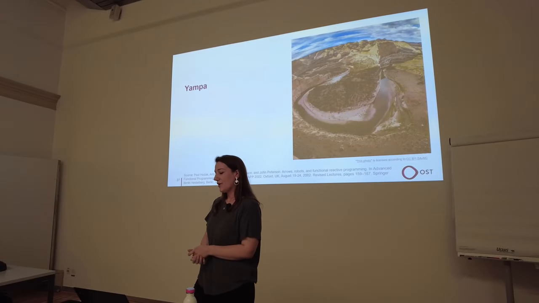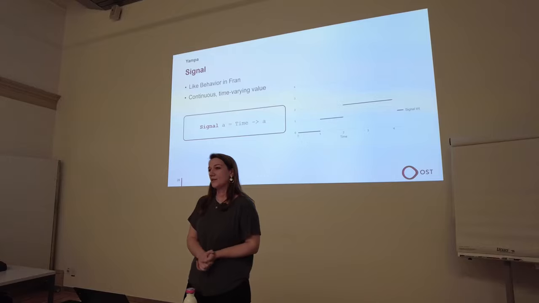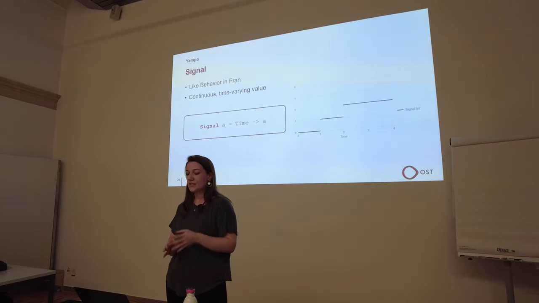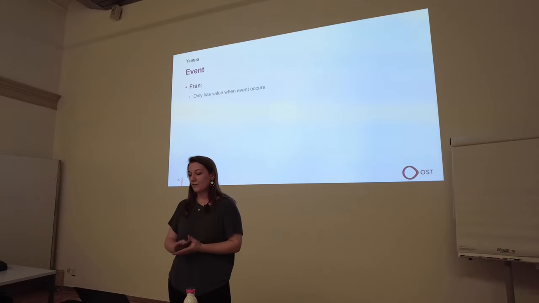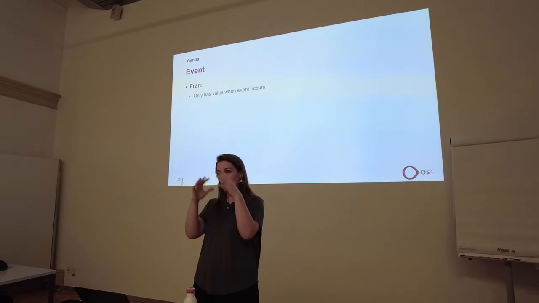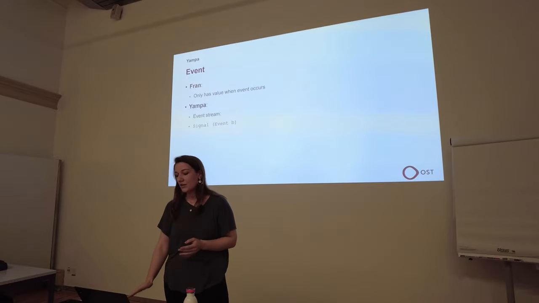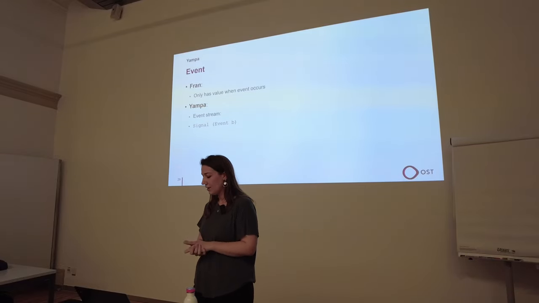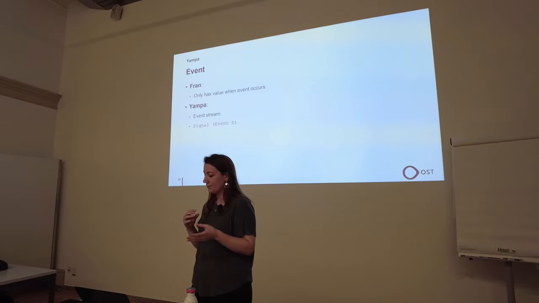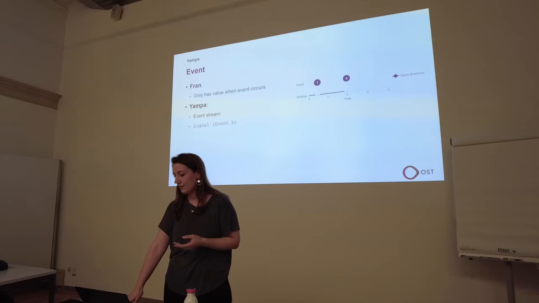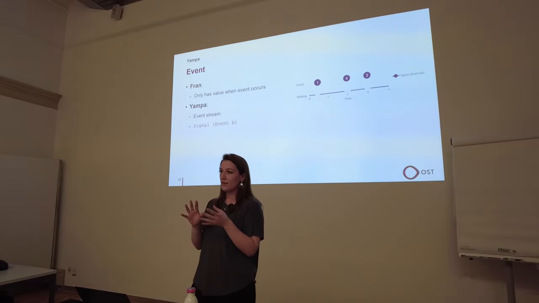Now let's have a look at Yampa. Yampa is, by the way, named after the river Yampa in Colorado. We have similar concepts. One is called signal. It's like the behavior in FRAN, so it's also a continuous time-varying value. Then we have event, which in FRAN only has a value when an event occurs. You remember the list with the entries. In Yampa, it's more like a stream, which yields either nothing, like the Maybe type of Haskell, or it yields the value of the event if the event occurs. So it's more like this: nothing, event, nothing, event, nothing, event, nothing. So it's a bit different to FRAN.